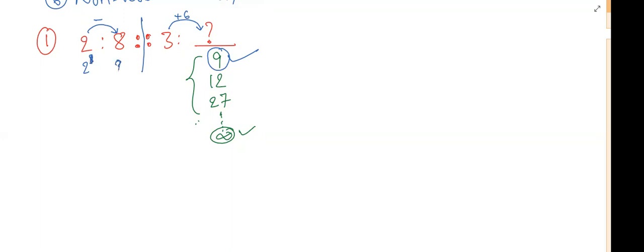This is 2 and it is 2 cube. So 3 is given, we have to take 3 cube. 3 cube is 27. That means, sir, the logic is n to n cube. Yes, n cube.